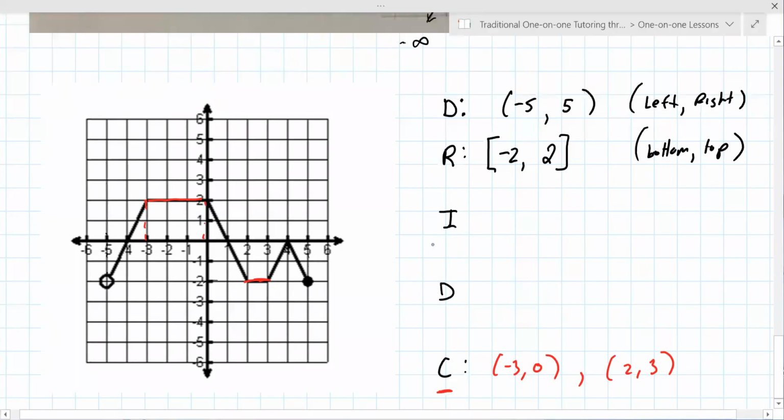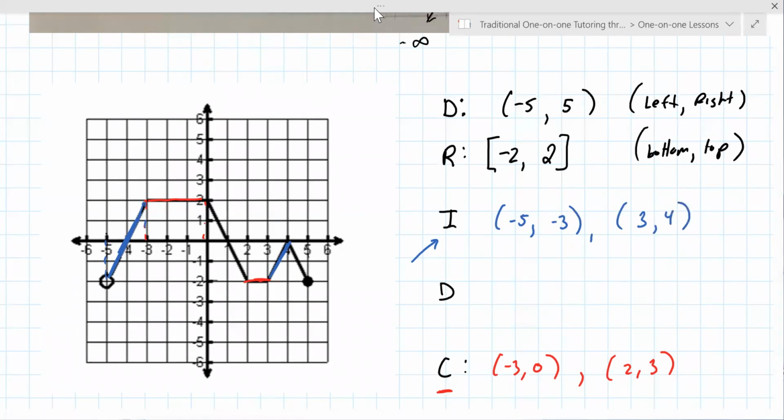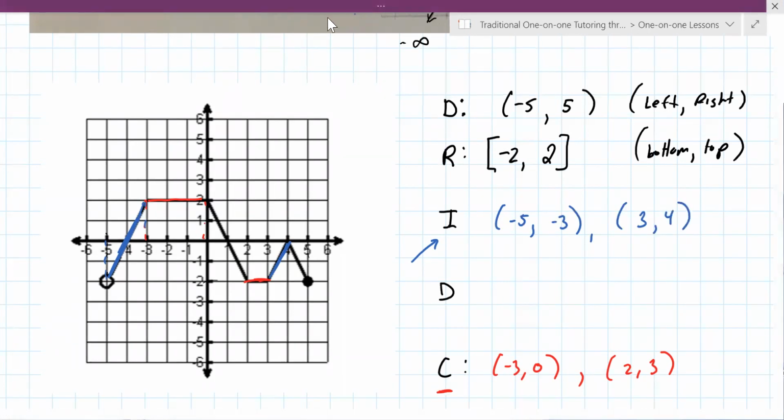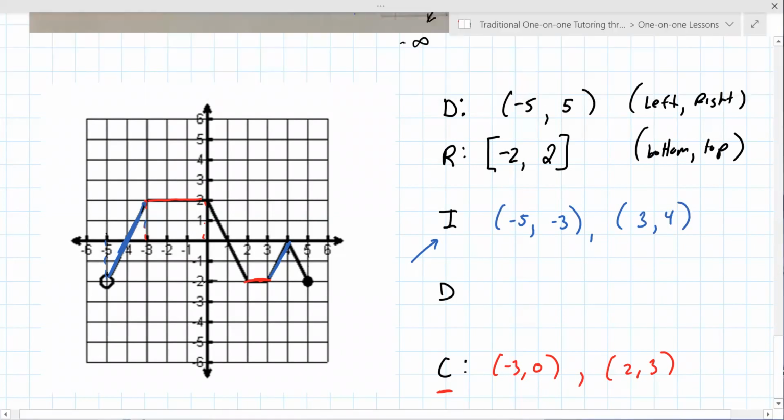So now increasing means it's going up and to the right. So that looks like here. And that looks like there. And we need the x values again of that. So -5 and -3 is the first one. Good. And then the second one, 3 and 4. Perfect. And then the last one there is decreasing. Decreasing goes down and to the right, down and to the right, down and to the right. And we can say 0 to 2, comma 4, comma 5 for that.